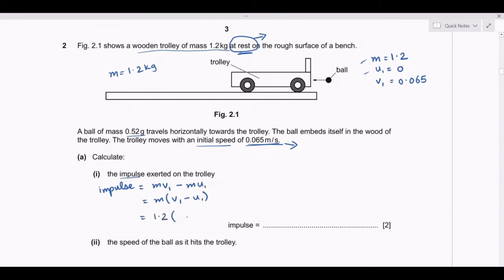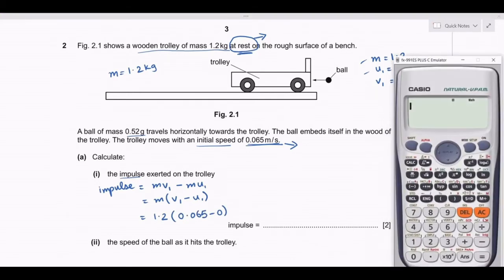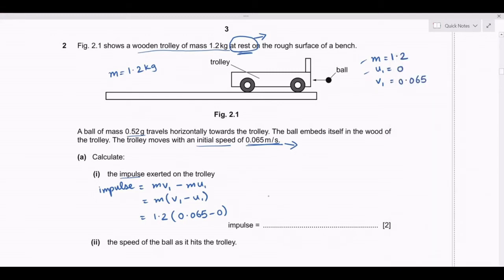So let's plug in the values that we have from the question. Mass is 1.2, final velocity is 0.065, and the initial velocity is 0. Let's plug these values into the calculator. The answer is 0.078. So the impulse is 0.078 Newton second. Once again, do not forget to write the unit.